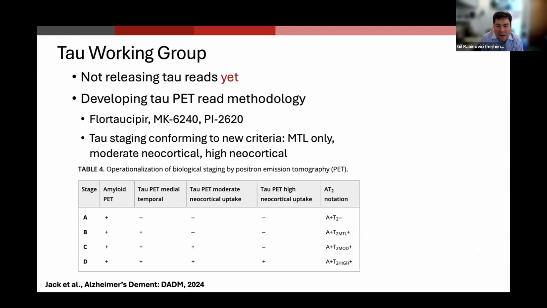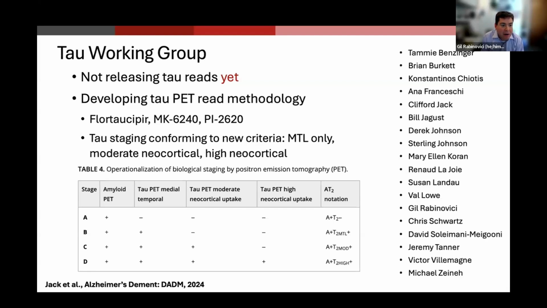There we are. Good. So as you know, in CLARiTI, we are also aspiring to return tau PET results to sites and participants. Now, this is a field that requires some more work compared to amyloid PET. There are currently 3 tau PET tracers included in CLARiTI: fluortaucipir, MK6240, and PI2620.